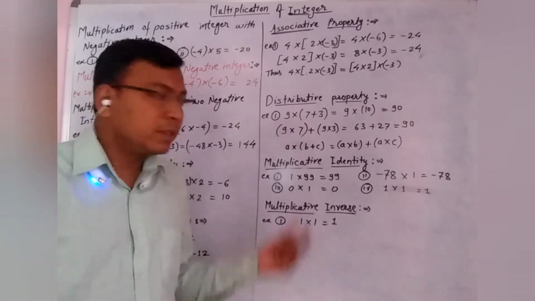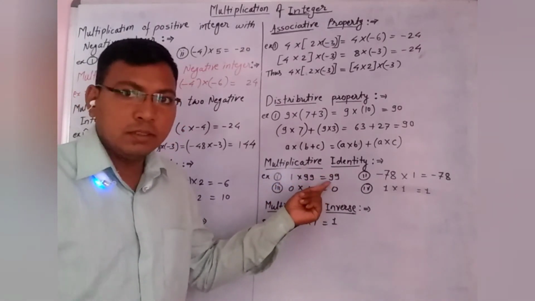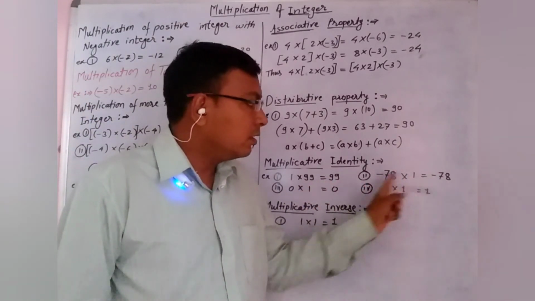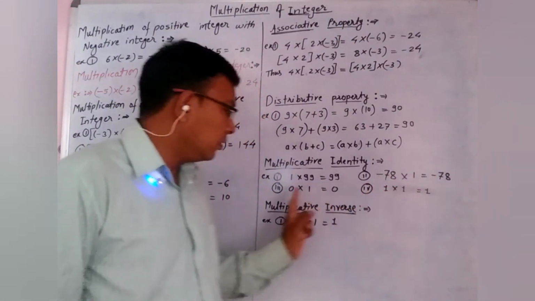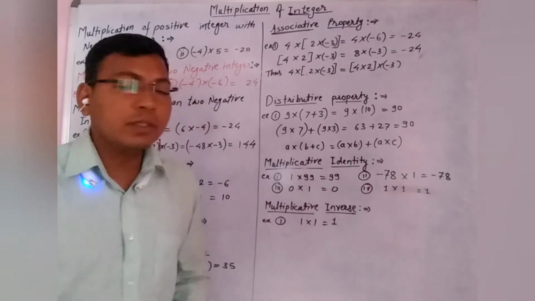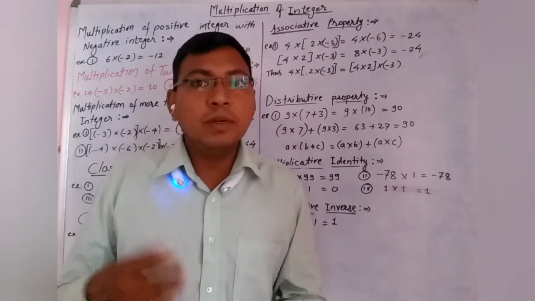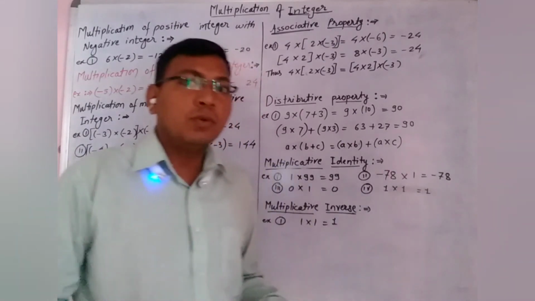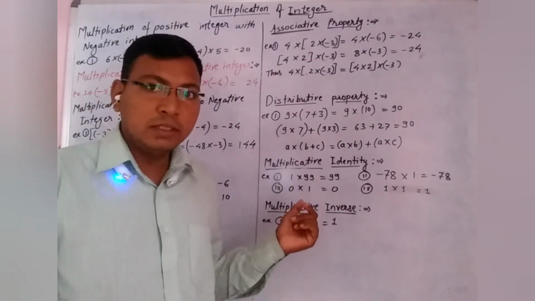Then the multiplicative identity. Here 1 into 99 is 99. 78 into 1 is 78. Minus 78 into 1 is minus 78. 1 into 1 is 1. 0 into 1 is 0. From the above examples we conclude that when we multiply any number by 1, we get the same number. So 1 is the multiplicative identity for integers.